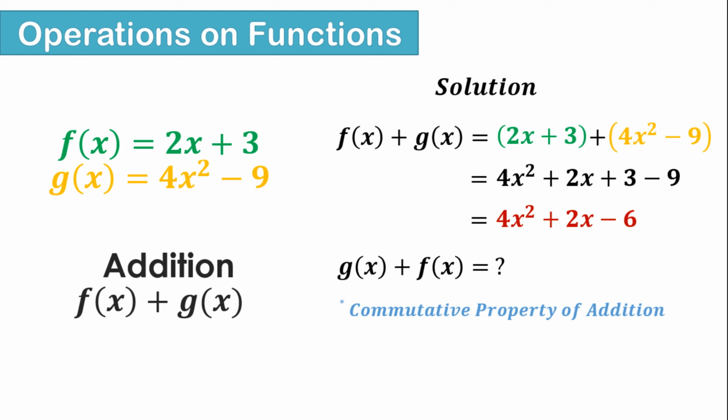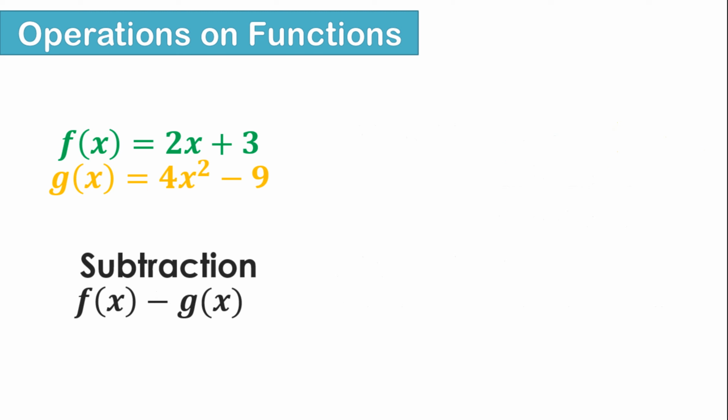So commutative means that even if you commute, or change the position of one number to another position, the answer would still be the same. So let's go to subtraction.